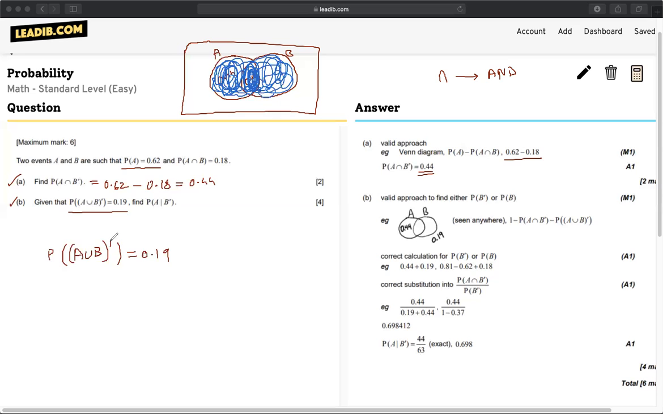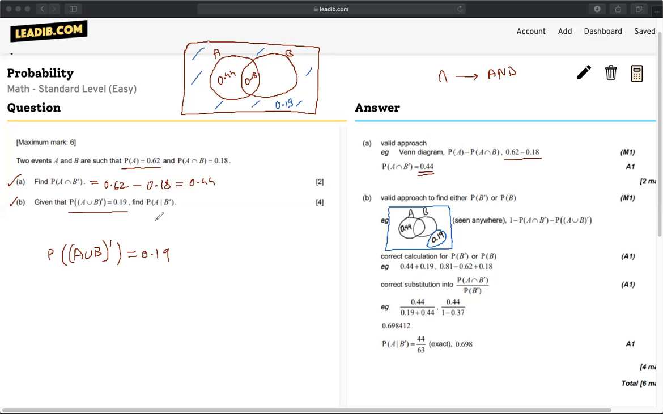Okay. And when we say A union B not, it is everything except the blue shaded area. So A union B not is going to be essentially the outside of both the circles, right? So that area is going to be 0.19. That's what they showed here as well. You see, that's the outside area.